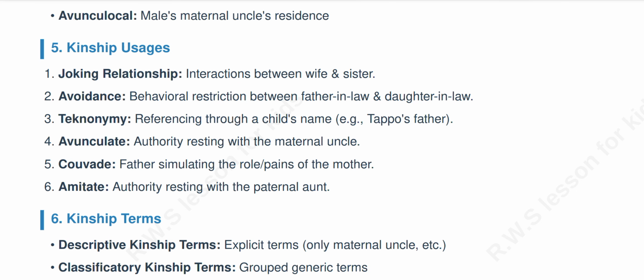Next comes avunculate, authority resting with the maternal uncle. Now, in patriarchal society, there's a culture where the mama, the maternal uncle, has the authority through which he can take the responsibility of his sister's child. Okay, this is the thing.